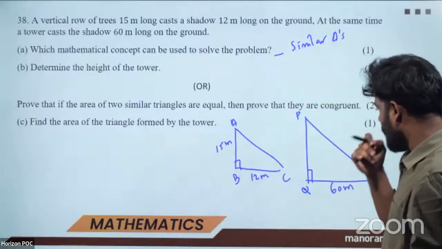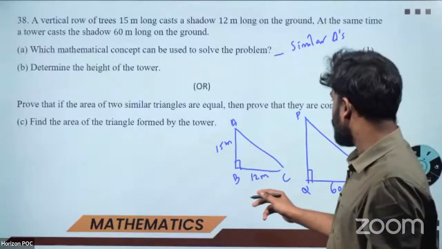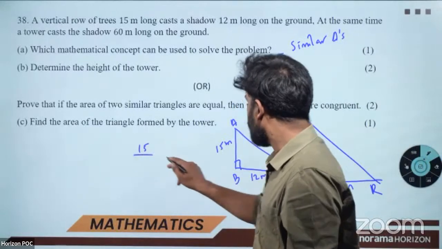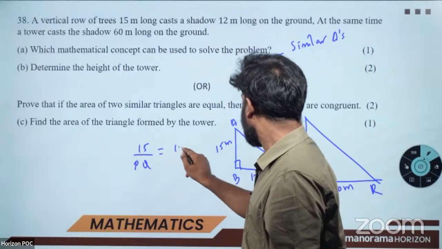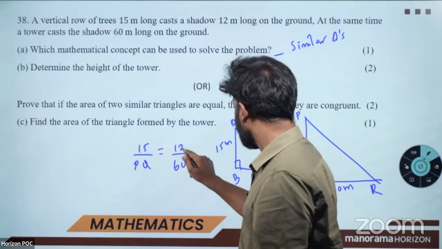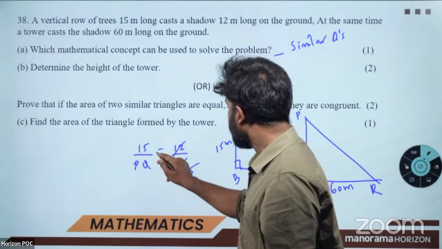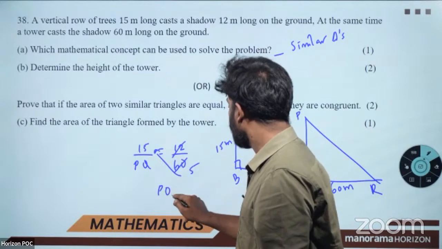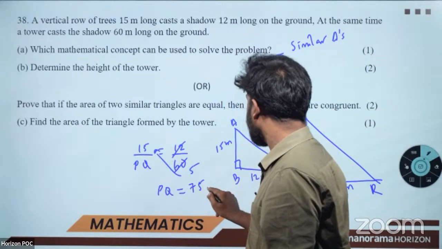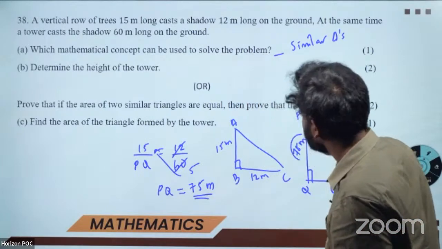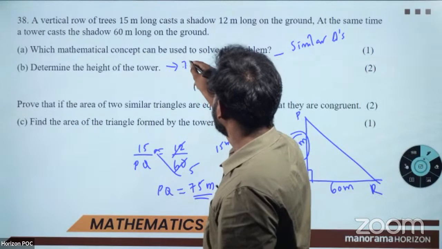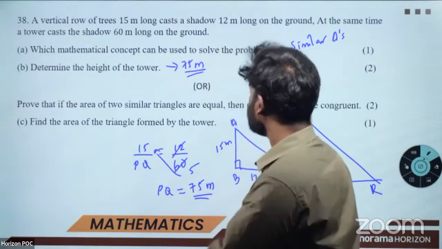Now what I can write here, since they are similar, I can write the ratios are equal. That is 15 by, what is the ratio here? PQ. 15 by PQ is equal to what? 12 by 60. 12 by 60 I can cancel and write as 5. So when I take this 5 here, PQ is how much? 15 into 5, it becomes 75 meters. So this PQ over here is nothing but 75 meters. So what is the height of the tower? It is 75 meters. Clear?